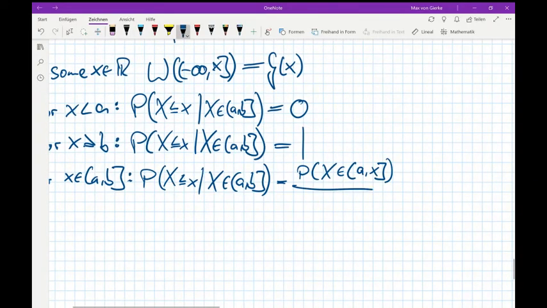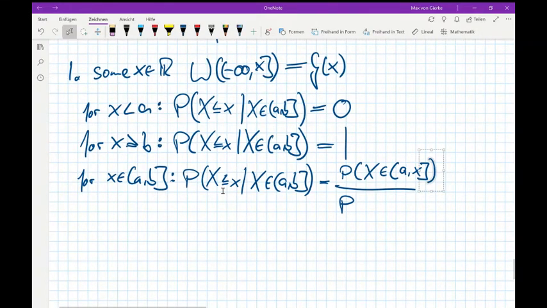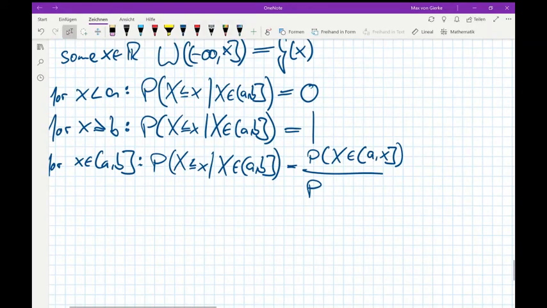Here we have X is in (minus infinity, x]. Here we have X is in [a, b]. From Bayes we know that here we have to intersect these two, and the intersection is just the part from a to x. This is what we're doing here. Here we still have [a, b].